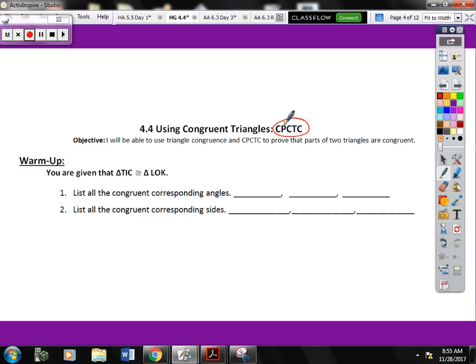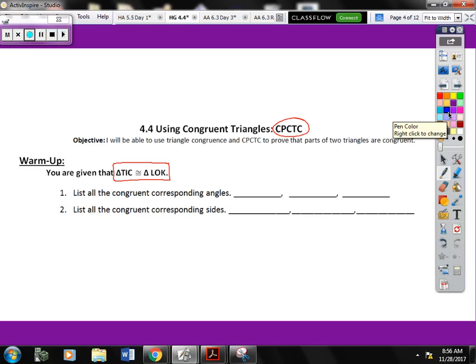All right, so the warm-up at the top, I do want to look at this today. Sometimes we skip these, but we're given a congruent statement. Triangle TIC is congruent to triangle LOK. So they want us to list, if we know that the triangles are congruent, then that means all of their corresponding parts are congruent. So all of the angle pairs are going to be congruent, and all of the side pairs are going to be congruent. So who could give me one pair of congruent corresponding angles from the congruent statement? Remember, corresponding means that they're in the same location in the congruent statement.